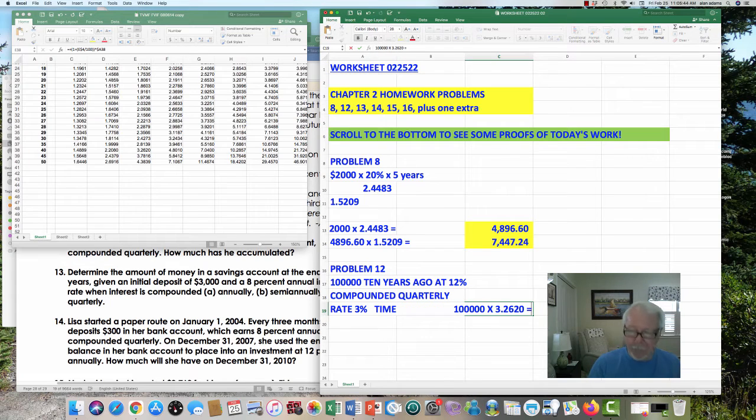That's all there is to it, friends. Make sure you use the table just like before, but change the number in the column and the row before you use it. Why? Because I told you it was quarterly. I could have said semi-annually. I could have said monthly. So now we know that this is going to be $100,000 multiplied by 3.2620, or $326,200. And that's it. That's our answer.